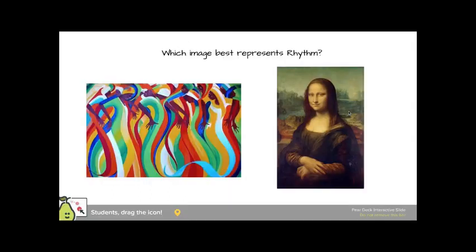So if we look here, which image best represents rhythm? Something that seems more fluid and flowy, that kind of leads seamlessly into the next thing of the image. Go ahead and drag your icons over to the image that you think best represents rhythm.